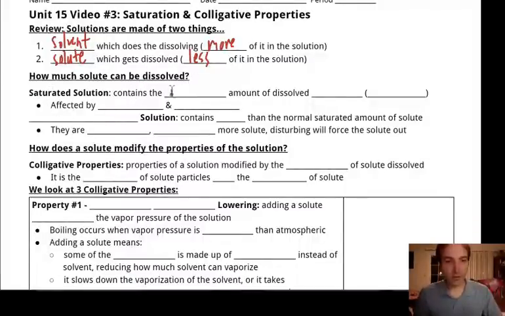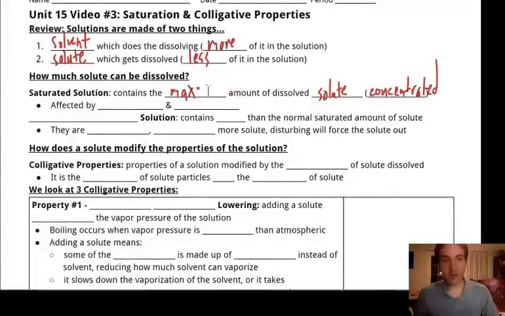A saturated solution contains the maximum amount of dissolved solute. And one way we often refer to this is as a concentrated solution. Okay, so if it's concentrated, that means it contains the max amount dissolved. And it also turns out that this is affected by two things: temperature and pressure. So two variables that we have described in the past. So the temperature and the pressure will affect how much solute can be dissolved in the solvent.